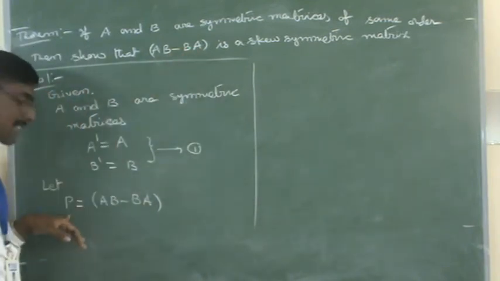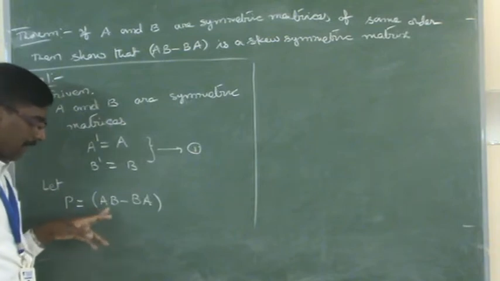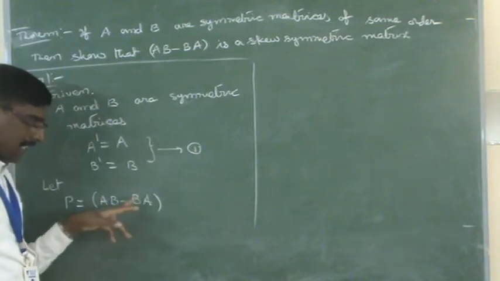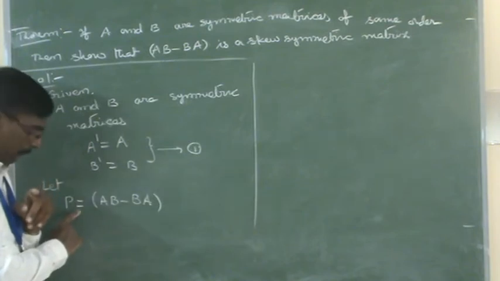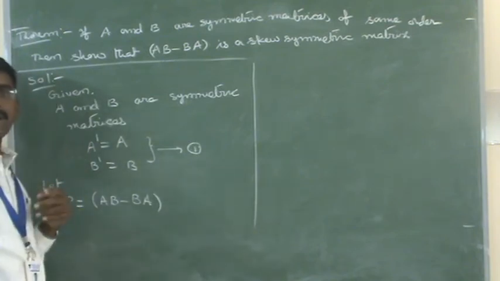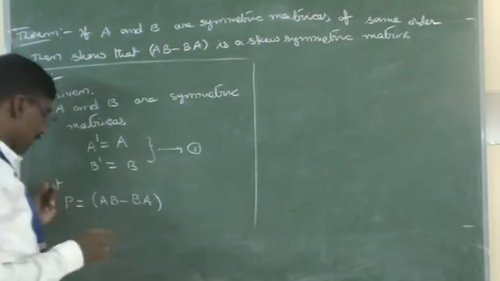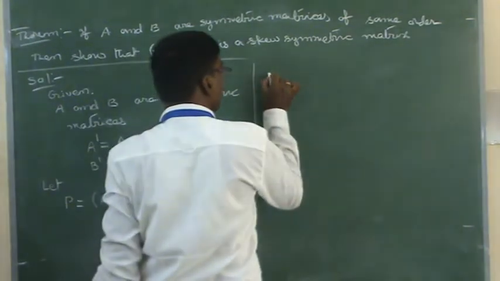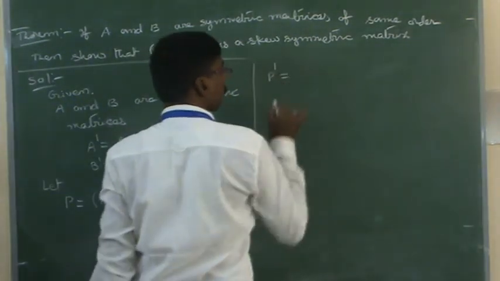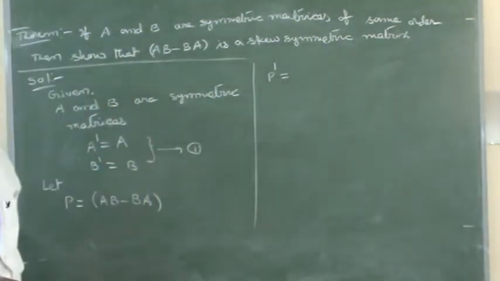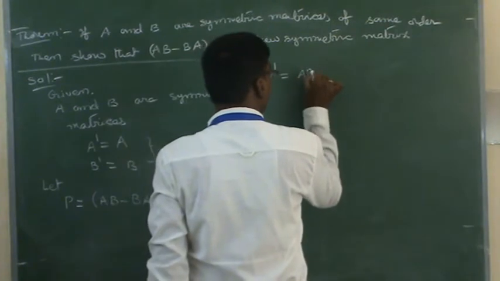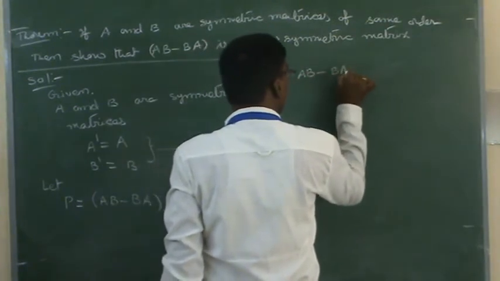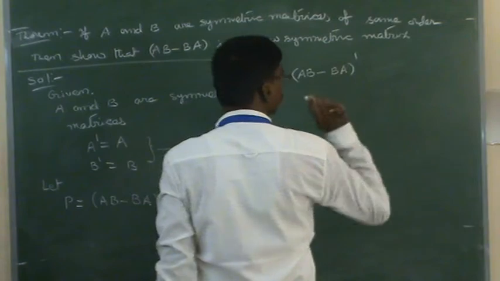I am taking this as matrix P. Matrix P can be written as AB minus BA. Now we need to find the matrix P transpose. If P transpose equals minus P, our answer is correct. Now we are finding P transpose. P transpose means AB minus BA whole transpose.